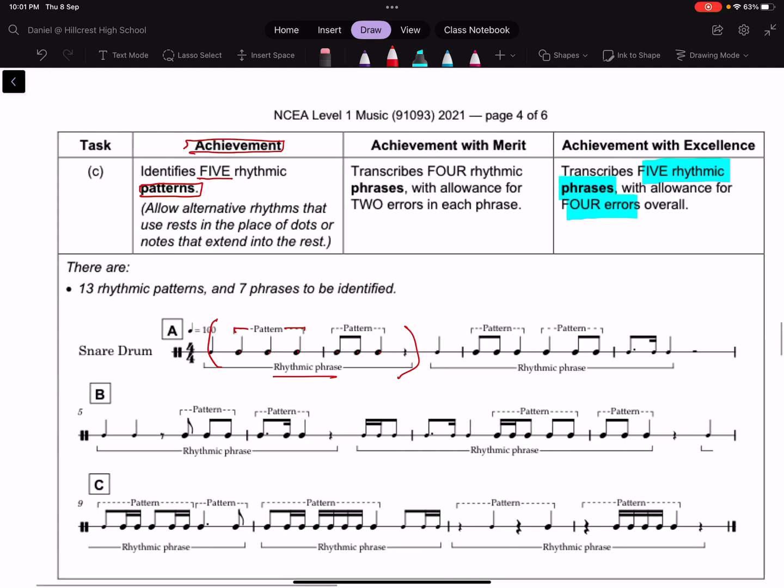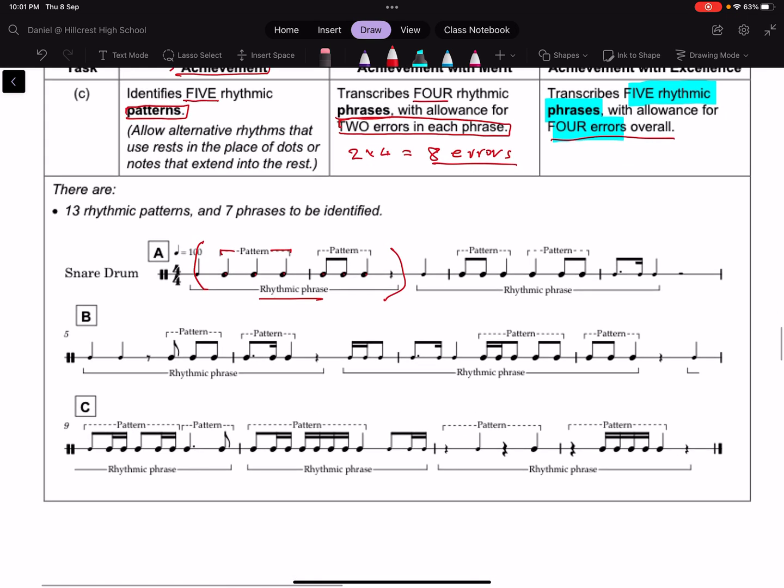To get a merit, you need 4 rhythmic phrases with allowance for 2 errors in each of the phrases. So this is overall. If you go 2 errors times 4, you're allowed to make 8 errors. And this one, you just need to get the patterns. Patterns are a lot easier because you just have to get them in a row like that.